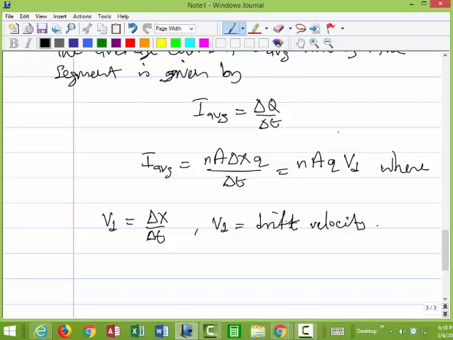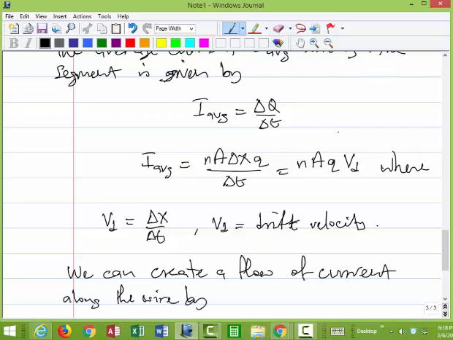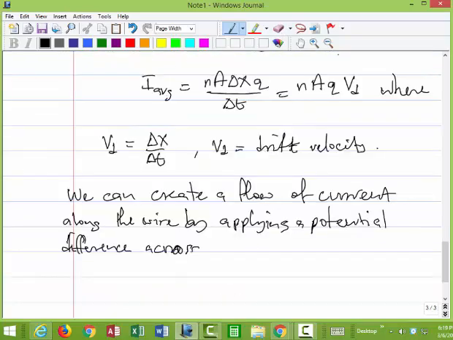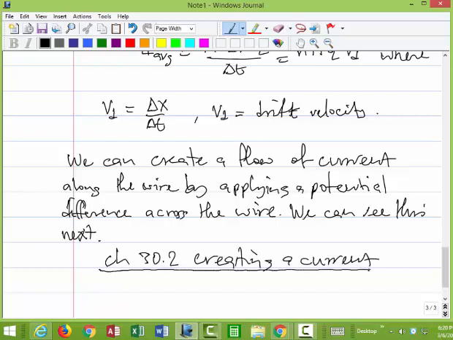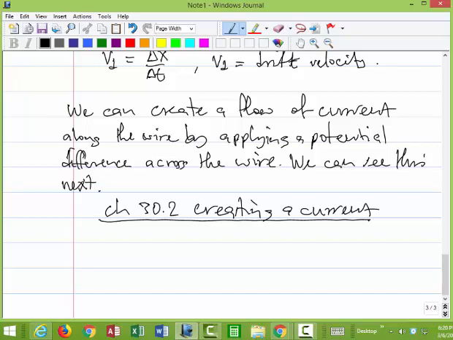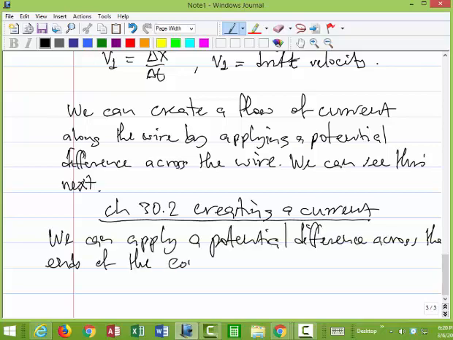I'll just mention that we can create a flow of current along the wire by applying a potential difference across the wire. Okay, so I'll continue with the next section, which is 30.2, creating a current. I mentioned that we can create a current by applying a potential difference across the ends of the wire. I'll put that here again, and I'll just use the word conductor. We'll apply a potential difference across the ends of the conductor.